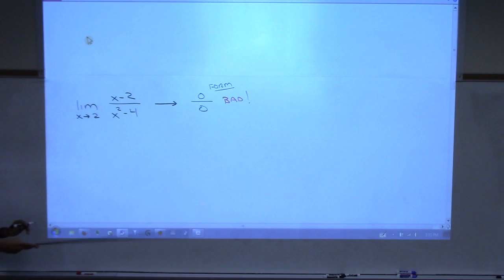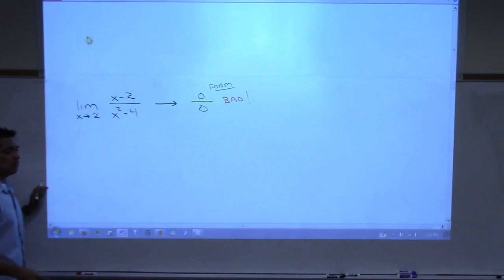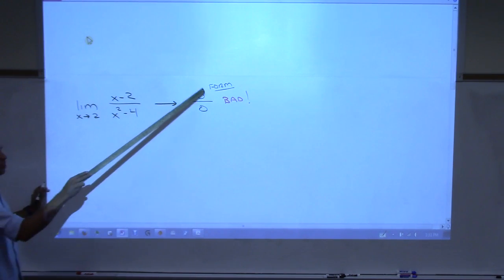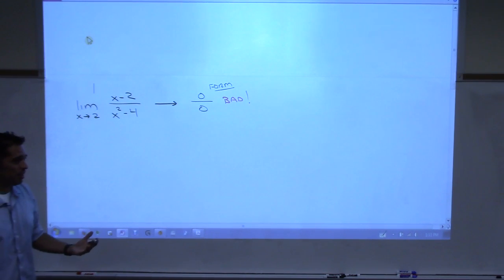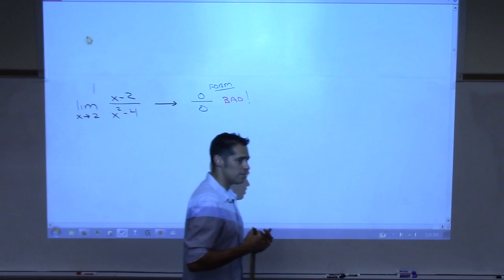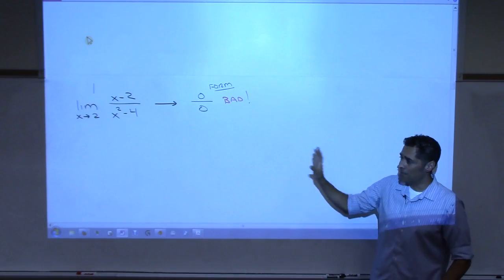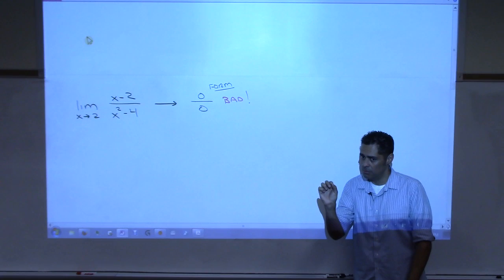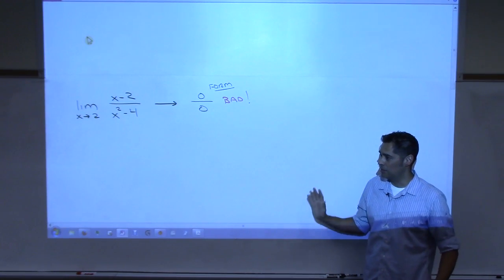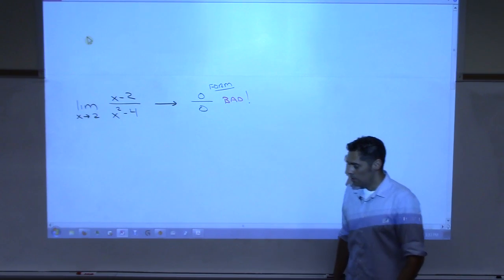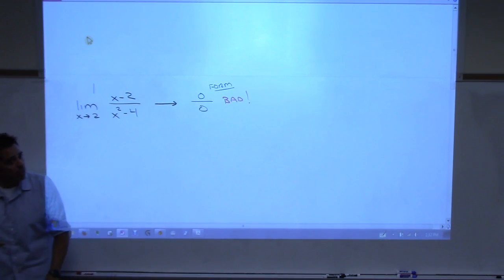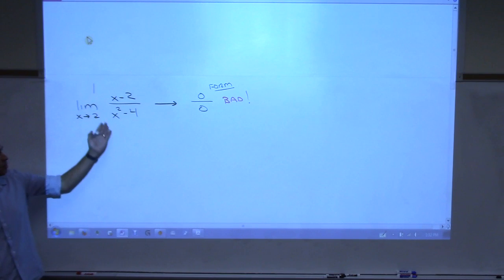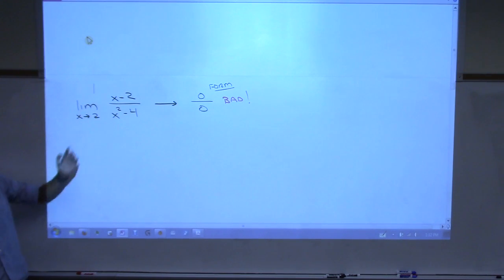What do we do when we see this situation? We don't give up. We don't box 0 over 0 and say that's our answer. We have to do some algebra now. We have to do something. It's up to us to determine what this function does near 2. 0 over 0 is not an answer. So what tools do we have? Well, we have to do some algebra. Just look at that, and what's the first algebra thing that pops into your mind?